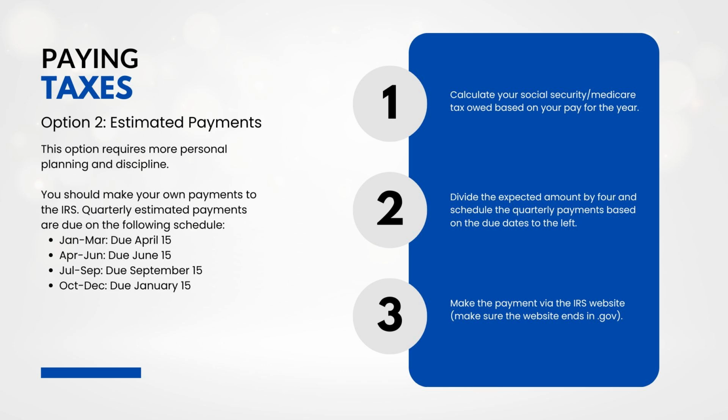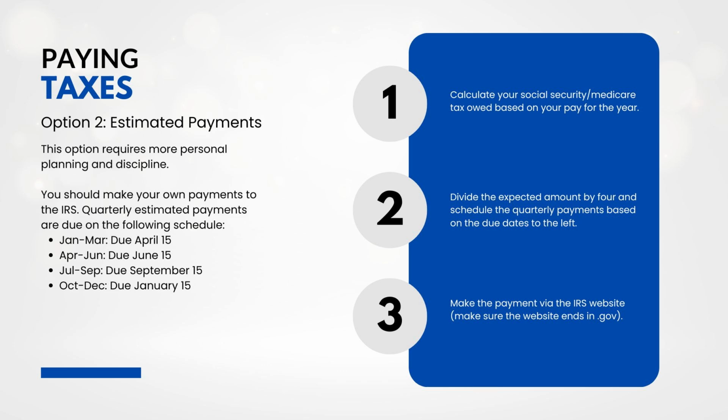Divide that total amount by 4 and make payments by the IRS deadlines: April 15th, June 15th, September 15th, and January 15th of the following year. If your income changes during the year, you can adjust your quarterly payments accordingly. You can make your estimated payments through the IRS website using direct pay, where you can pay directly from your bank account, or you can use other options like mailing a check or paying by debit or credit card. The IRS website walks you through this process.